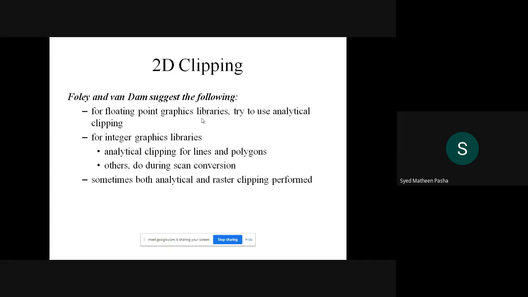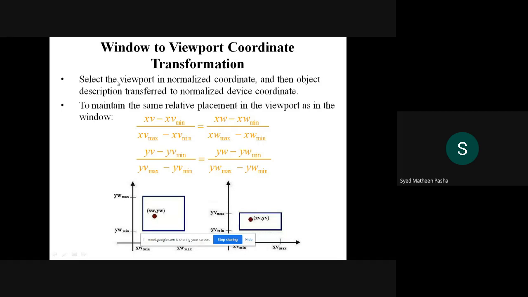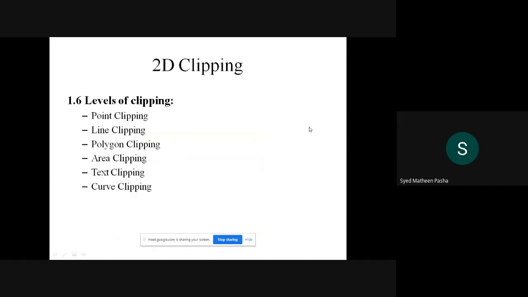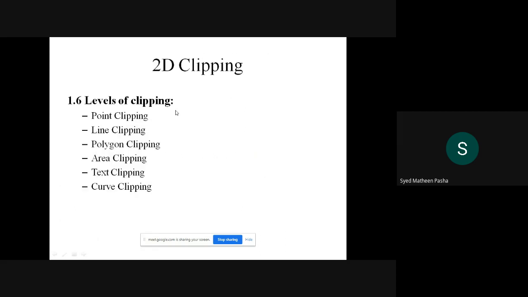Then we saw some suggestions from one author, Foley as well as Van Dam, who suggested some of the libraries which need to be used in clipping. Then we saw how the clipping window works with the help of some examples. So we saw the transformation between window to viewport coordinates with respect to that particular window. Then I stopped here. I am supposed to start with levels of clipping.